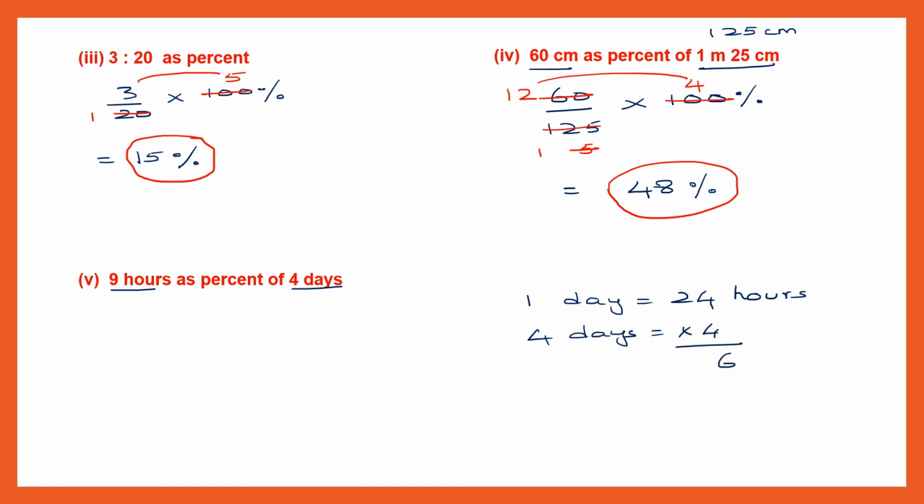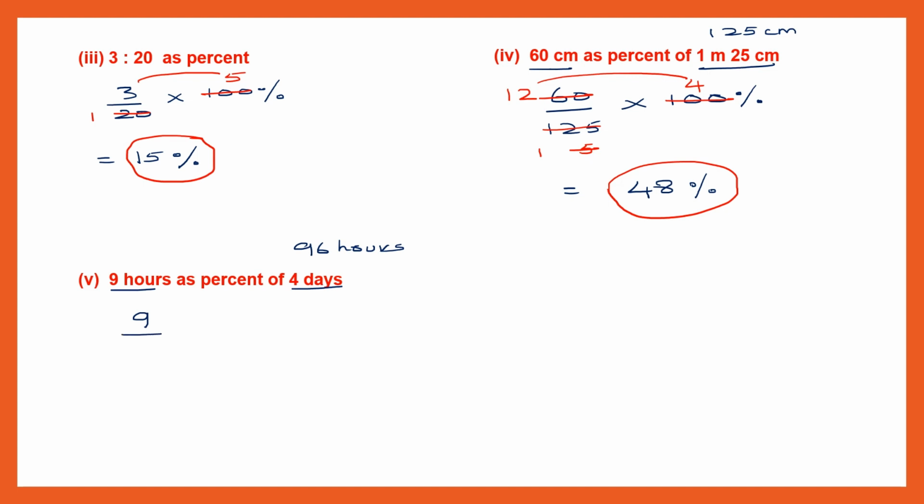4 fours are 16, carry 1. 4 twos are 8 plus 1 is 9. 96 hours. So here what have we done? We've converted 4 days to 96 hours. Now as you can see, both the units are the same. Here we have 9 hours and here we have 96 hours. Now we can work out our sum. Here we are expressing the first quantity as a percent of the second quantity. So 9, the first quantity, divided by 96, the second quantity, into 100%.